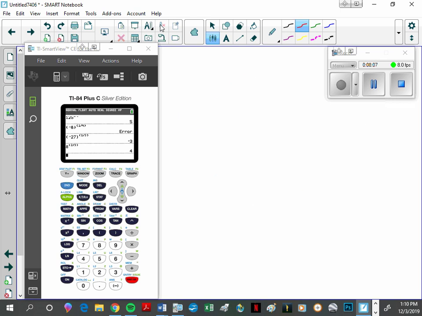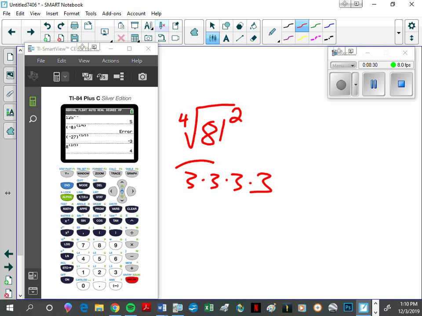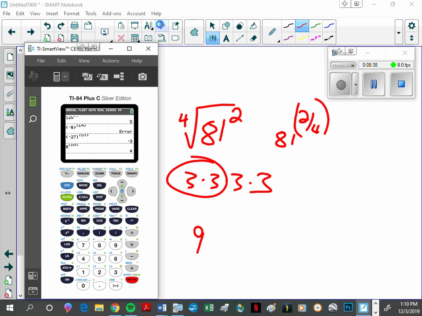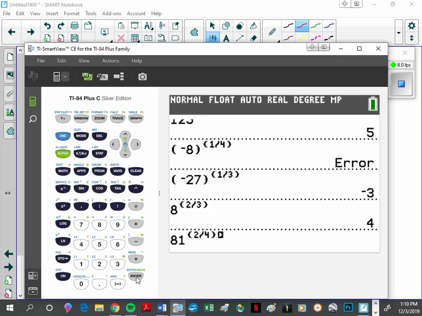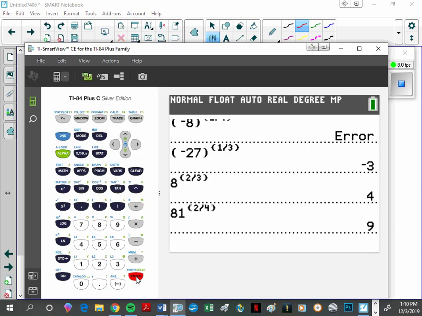So what if I had the fourth root of 81 squared? Can 81 be split into 4 equal factors? 3. So 81 is made up of 3 times 3 times 3 times 3. How many of those will be in my solution? 2 of them, so the answer is 9. So 81 to the 2/4 should be 9. And I get 9. Okay?